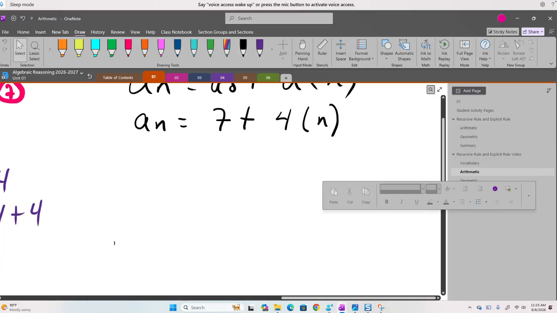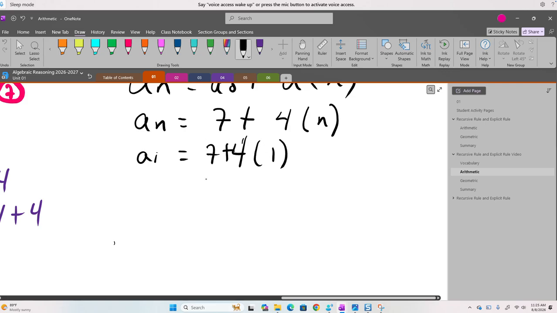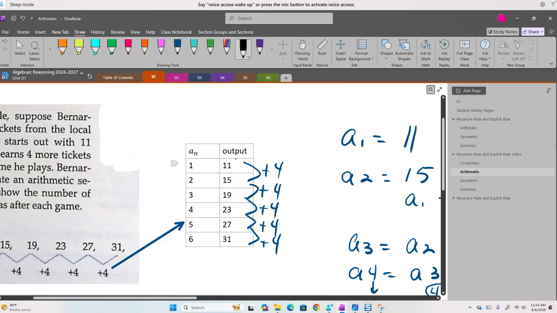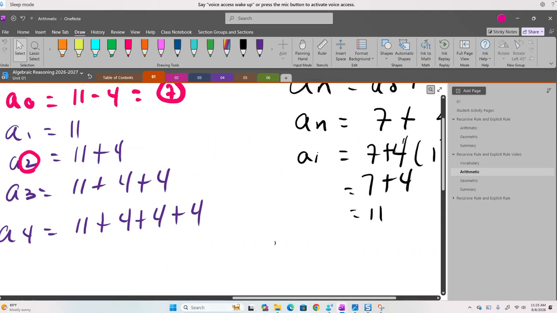So let's do a sub 1 and let's do a sub 4. A sub 1 is 7 plus 4 times 1, which is 7 plus 4, which is 11, which is what we should have had over here in our table. That's what we have. A sub 1 right there, a sub 1 and 11. Okay, and we said 4. So a sub 4.